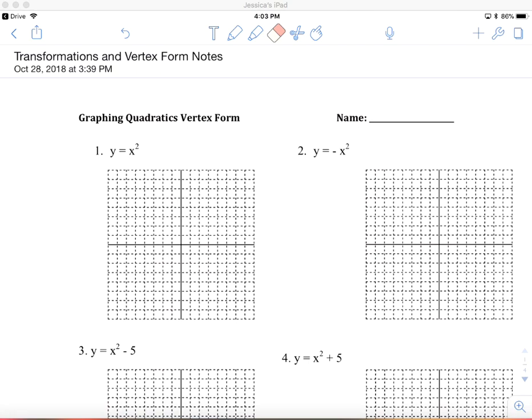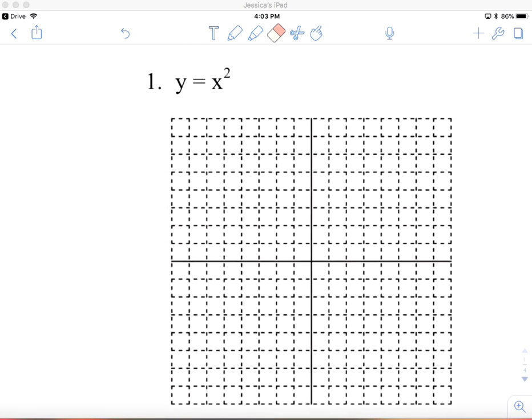Today we are going to graph quadratics from vertex form, but before we do that, we are going to look at each transformation to see how they change our graph, starting with number 1.